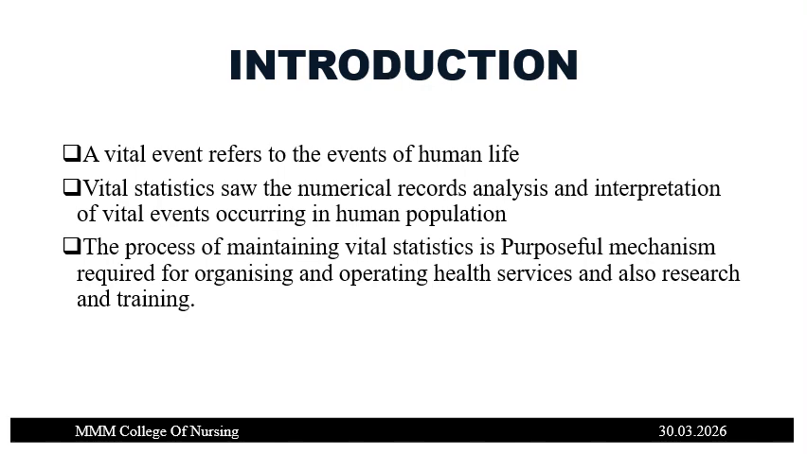Vital events refer to important life events such as birth, death, and illness that affect population health. Vital statistics involve the collection, analysis, and interpretation of these events. This process is like maintaining a health record for the community. You would have seen the health record for an individual, but vital statistics basically means maintaining the health record for a whole community. Without proper records, it would be difficult to identify health problems or plan any services for that particular community.